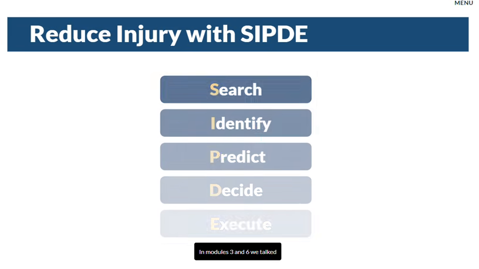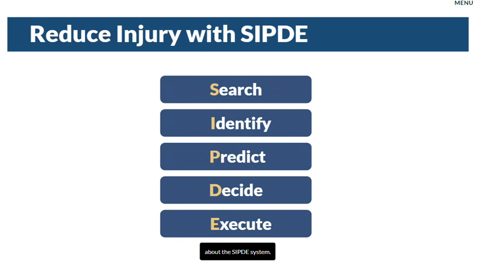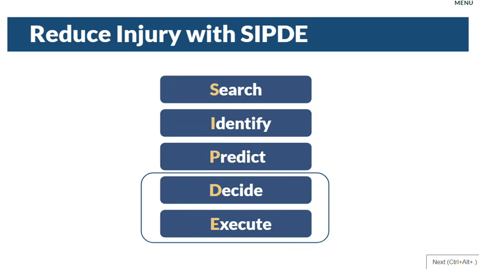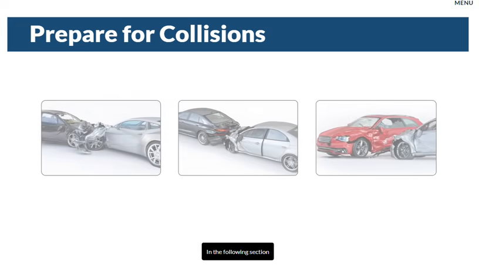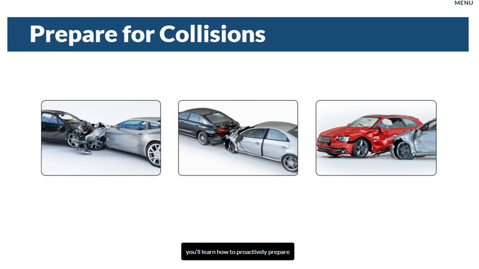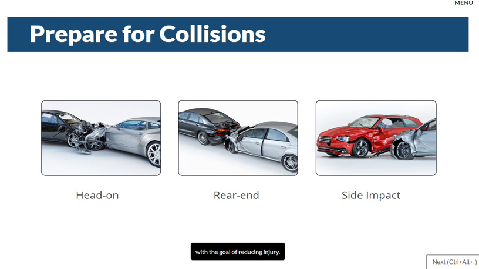In modules 3 and 6, we talked about the SIPTE system. If a collision is unavoidable, using this system can help you make a more informed decision to proactively reduce injury and damage. In the following section, you will learn how to proactively prepare for head-on, rear-end, and side impact collisions, with the goal of reducing injury.